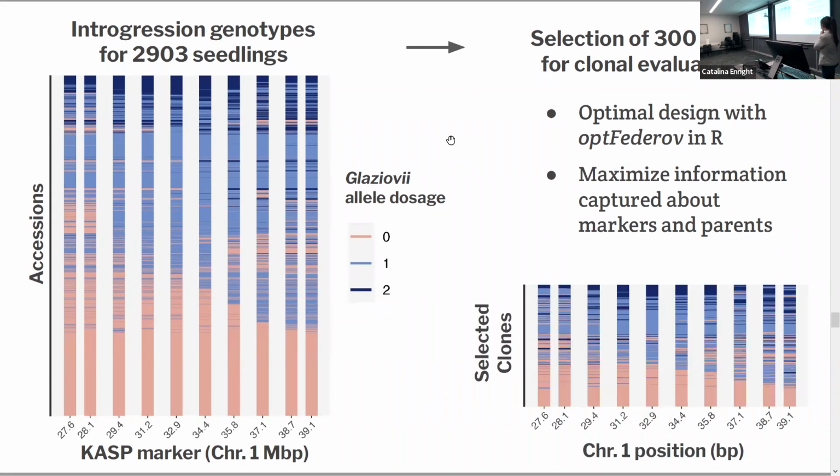And these are the genotypes from the 300 selected clones. You can see that they're enriched for the recombinant individuals, so it's providing more information about the independent effects of the markers.